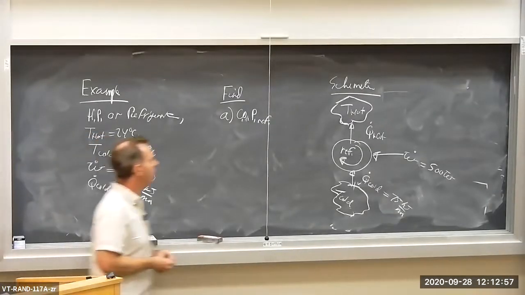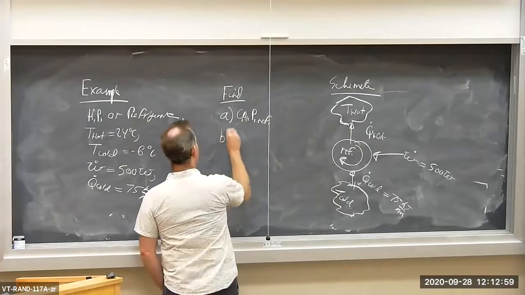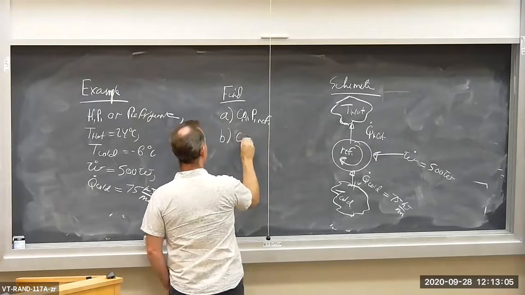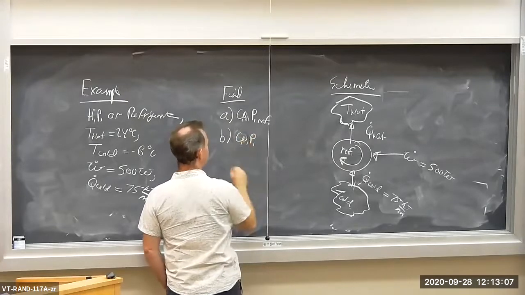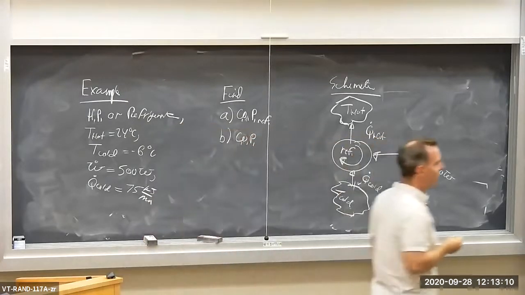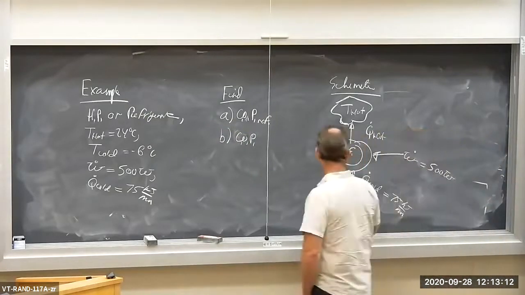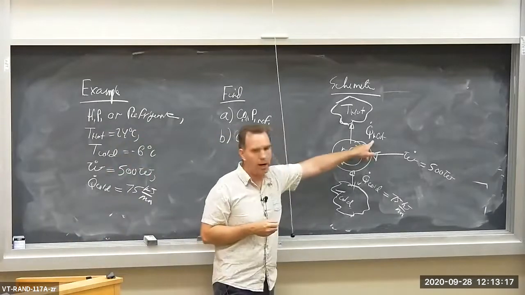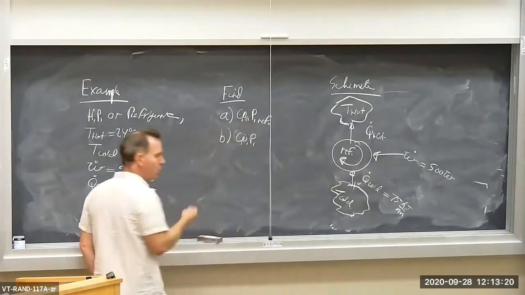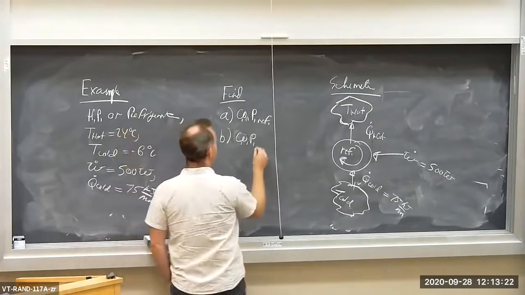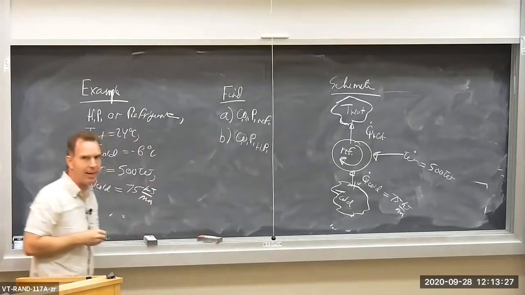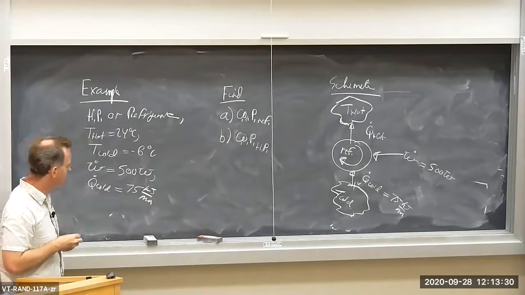So let's say we're now told it's a heat pump, not a refrigerator. So part B, let's say it's COP and this is a heat pump, not a refrigerator. Remember, a heat pump and a refrigerator are exactly the same device. It's just the benefit is different. For a refrigerator, the benefit is Q dot cold. For a heat pump, the benefit is Q dot hot. Okay? It just changes the numerator of the COP. So let's say we're interested in this thing as a heat pump and we want to calculate its coefficient of performance.